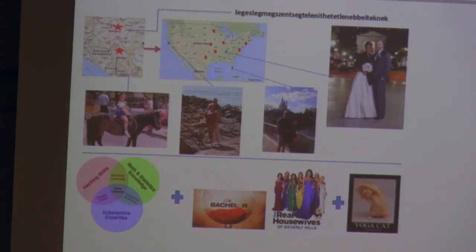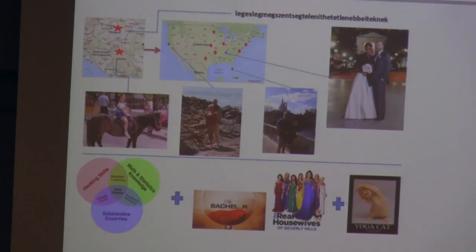The word on the top is the longest word in Hungarian. Can anybody guess what that means? No, it's legesleg messzentségtelenítetlen embereknek. It means people that cannot be ordained as saints. There's a word for it in my language. So you can take that away.